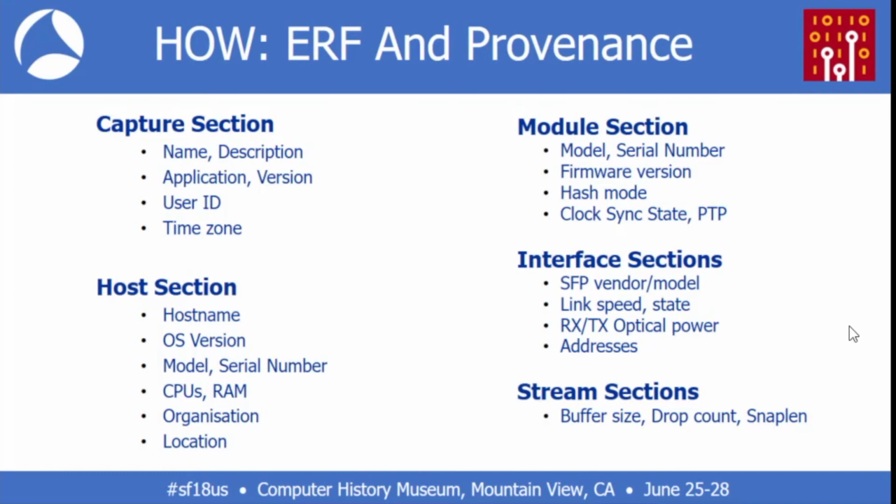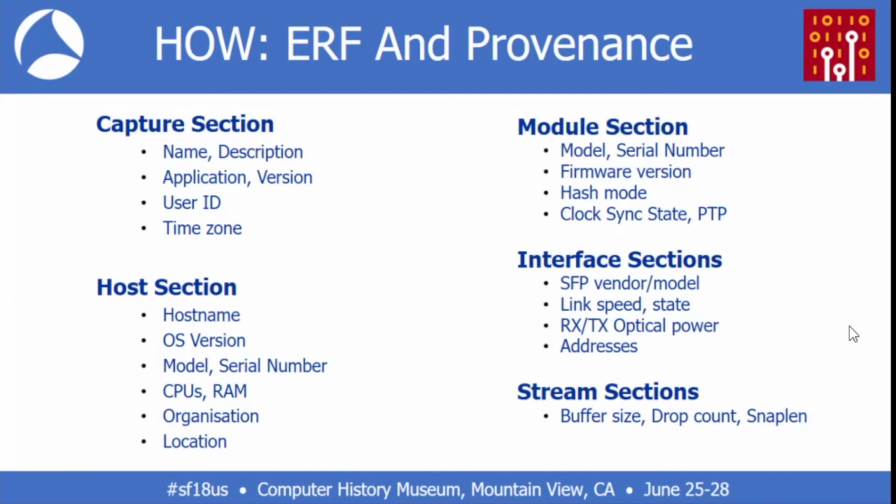If you're capturing in Wireshark, it will get the user ID from the operating system. So it'll actually get your login name for who actually did the capture on that particular machine. You get a bunch of information about the host, so the host name, OS version, CPU, RAM, all that kind of stuff. Some of the fields, like the organization and the location, you'd have to fill in yourself as a template.